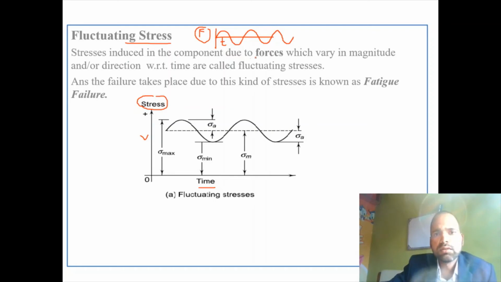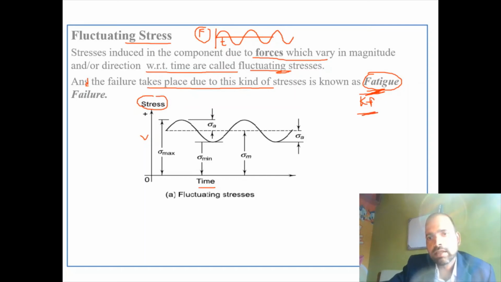So stresses induced in the component due to a force which varies in magnitude and direction with respect to time are called fluctuating stress, and the failure that takes place due to this kind of stress is known as fatigue failure. Earlier we discussed the fatigue stress concentration factor. The meaning of fatigue failure is that a component which fails due to fluctuating stress fails by fatigue, and for that failure we calculate the fatigue stress concentration factor.